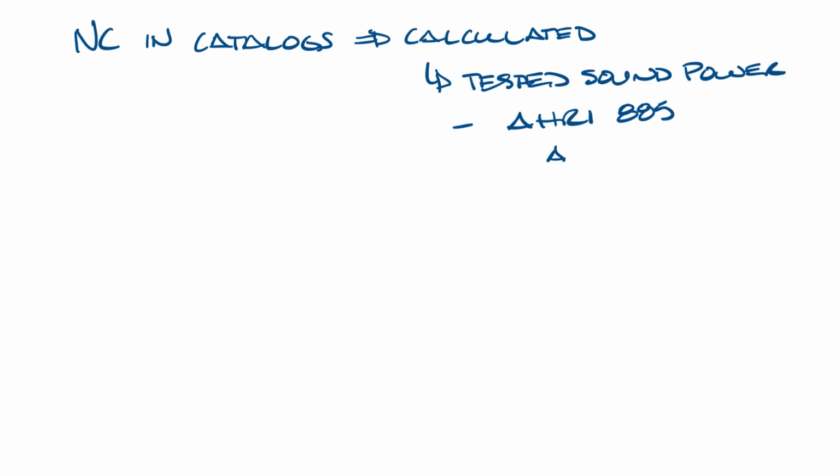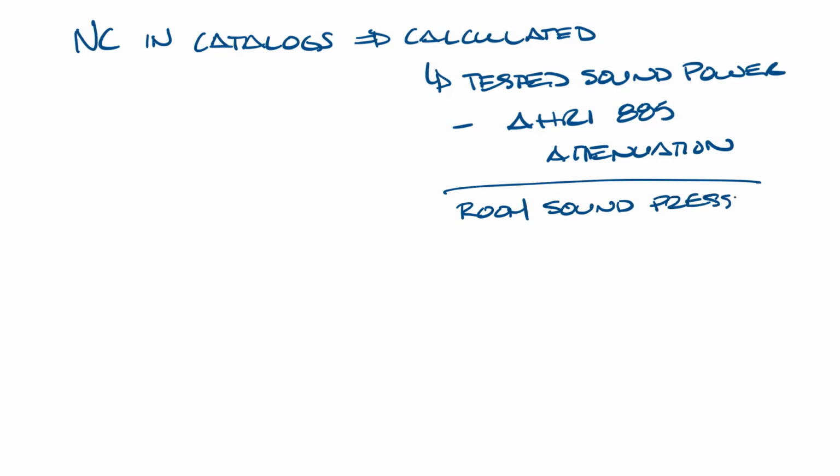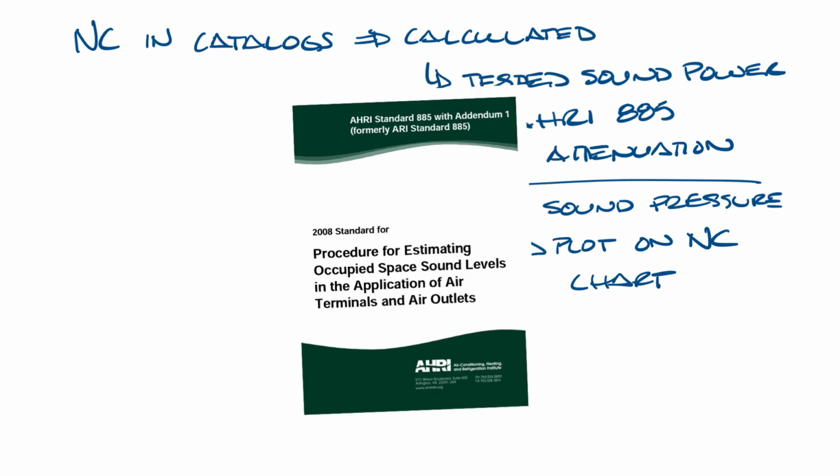AHRI 885 gives sound attenuation values from common installations that you can subtract from the tested sound power to give you a room sound pressure, which you can then plot on an NC chart. I'll show you how this works. But let's talk about the standard itself first.